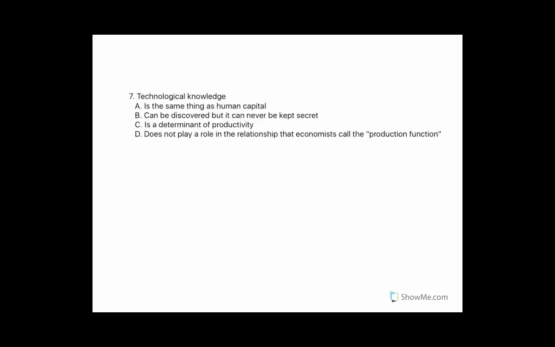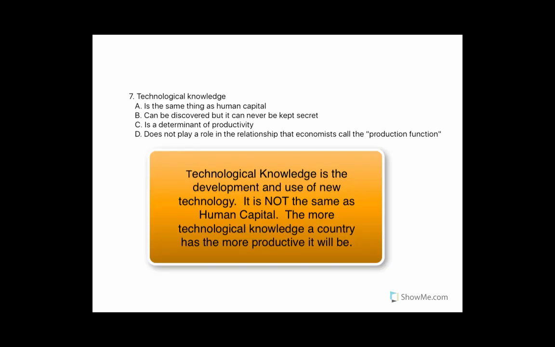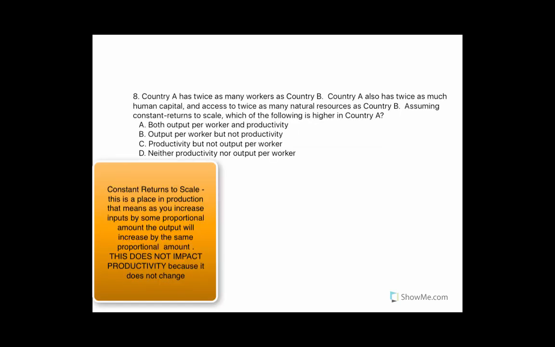Okay, so the next question says technological knowledge, and then it gives us options here, right? It's a determinant of productivity. Let's just circle C there, because obviously if you have more technological knowledge, then given an amount of time, you can produce more output.